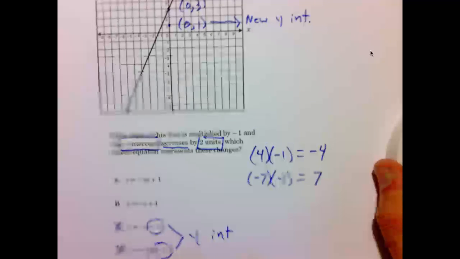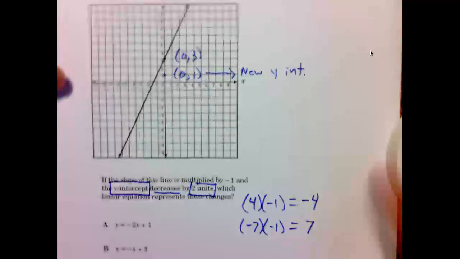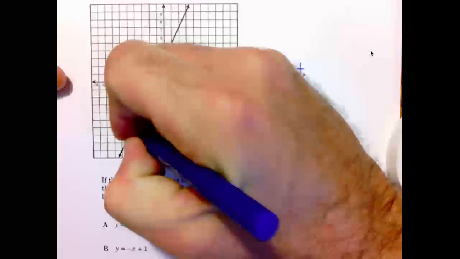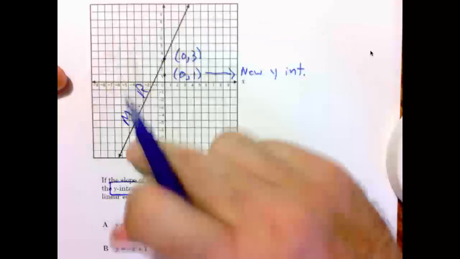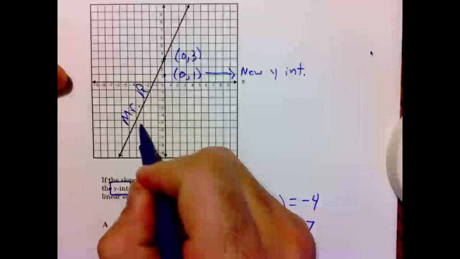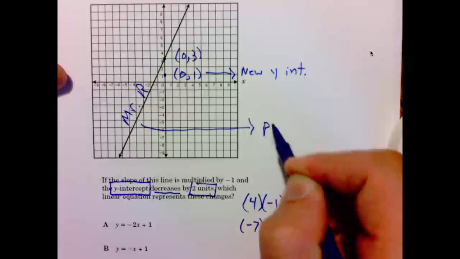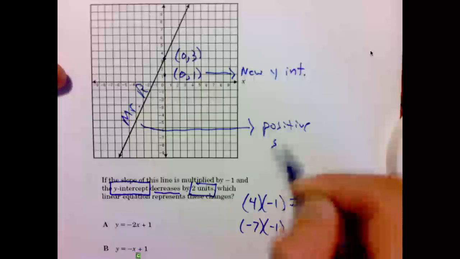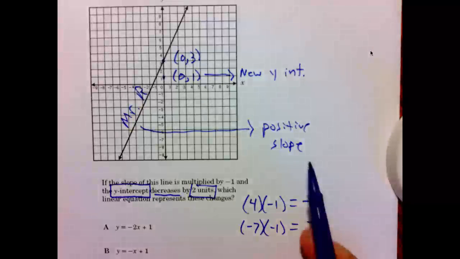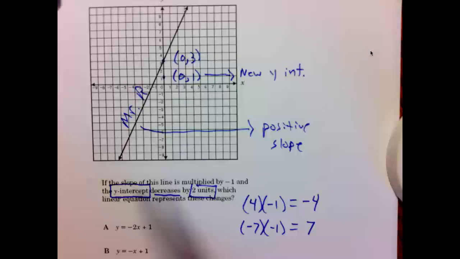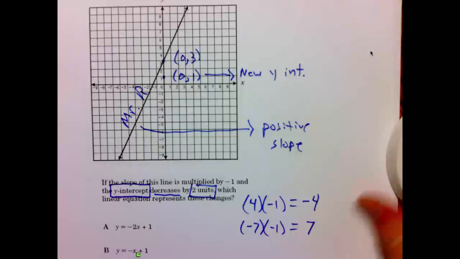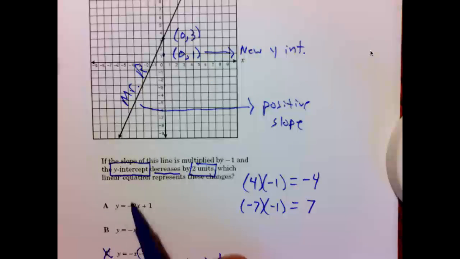Let us consider what the slope is right now. Well, the line's moving up from left to right. If I wrote my name on the line, my name would be moving up. This is positive slope. So our current slope is positive. If we multiply that slope by -1, we will take some positive and yield some negative. Our new slope would be negative. Well, both A and B have a negative slope. So that's not exactly going to benefit us in this problem.